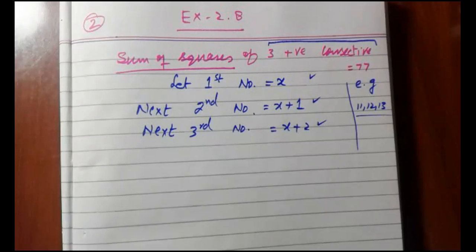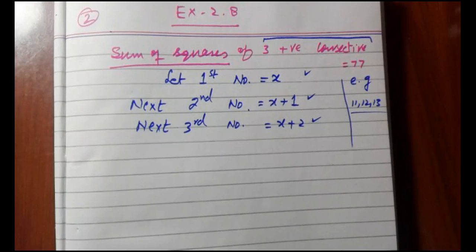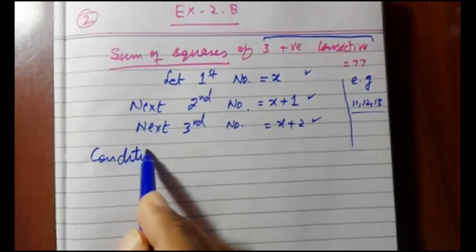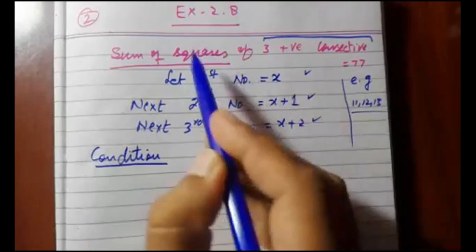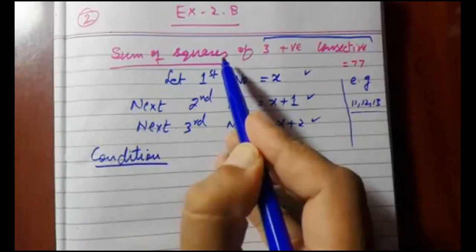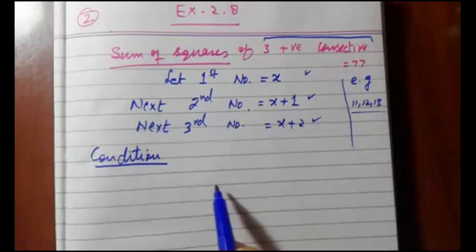ये तो बहुत ज़्यादा zoom हुआ है. The condition of the question. So according to the condition of the question, which I am telling you is the most important part, sum of squares form करना. So how will we form it? Sum करना है, sum of squares.